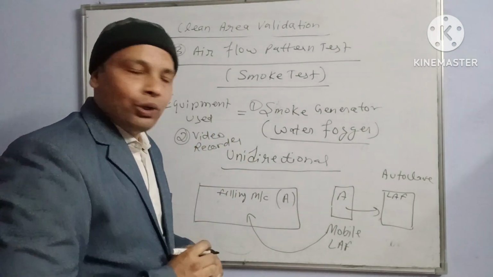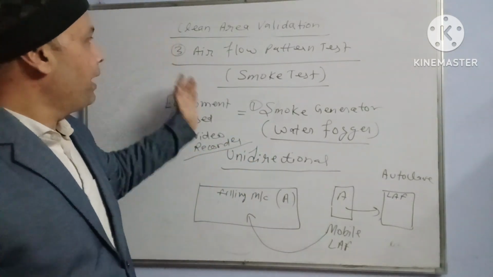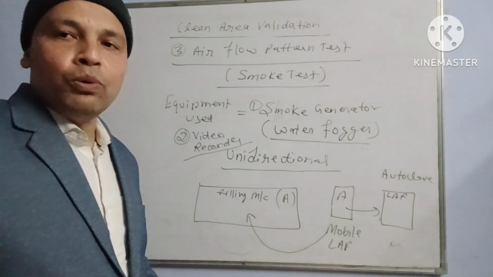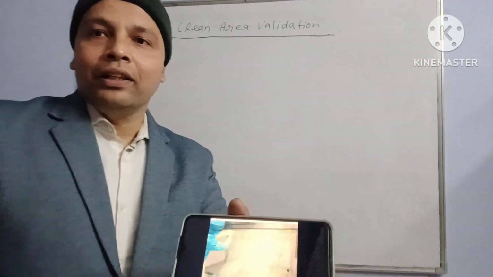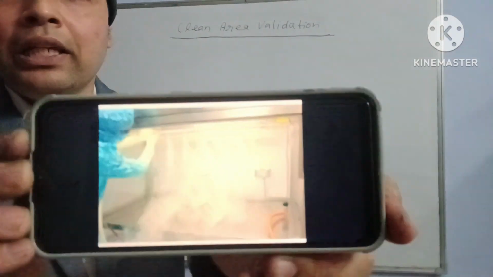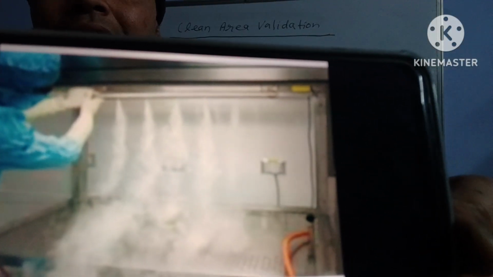This you have to show to your auditor also during the audits. So by this way you can do the smoke test or airflow pattern test. You can also see the airflow pattern test here under LAF, how the smokes are generated and how we are getting unidirectional airflow. Okay, in this way you can show the airflow pattern test.